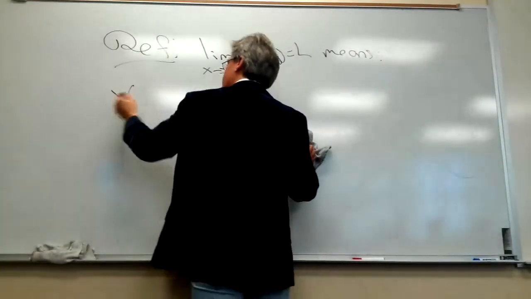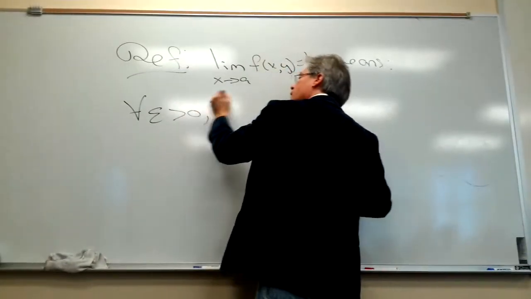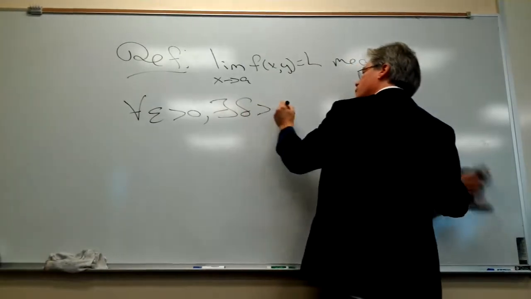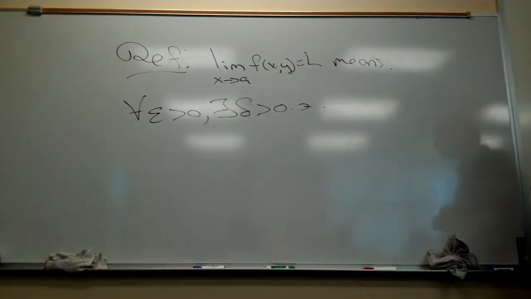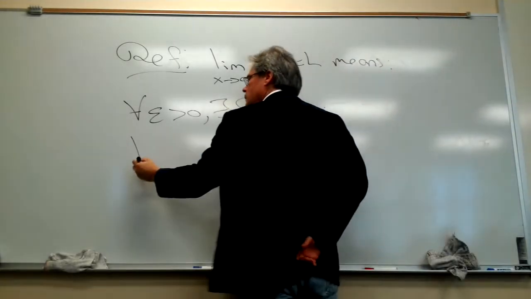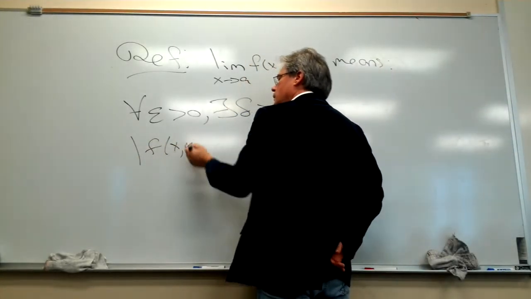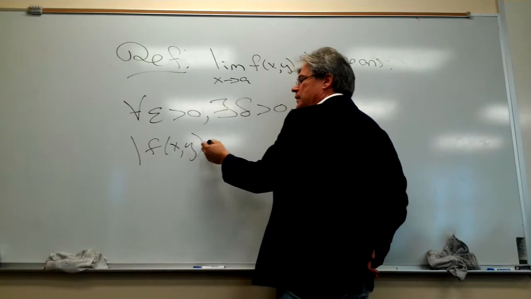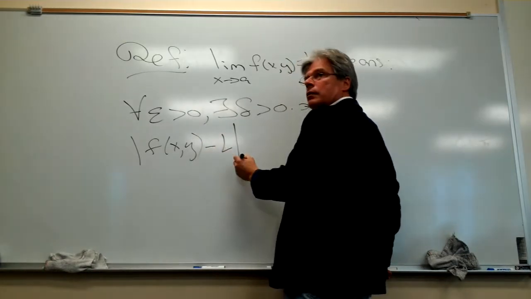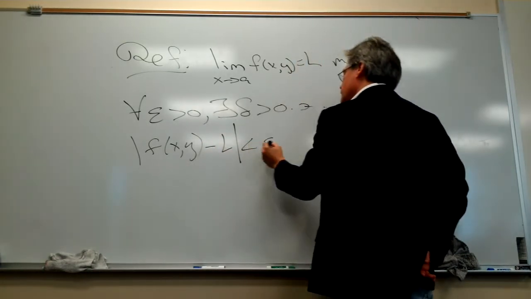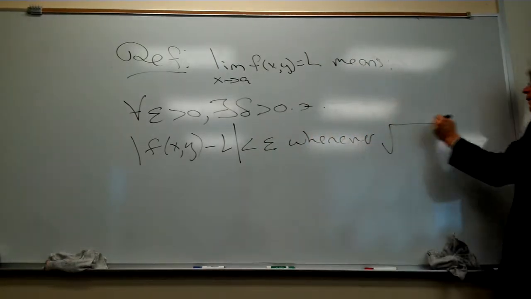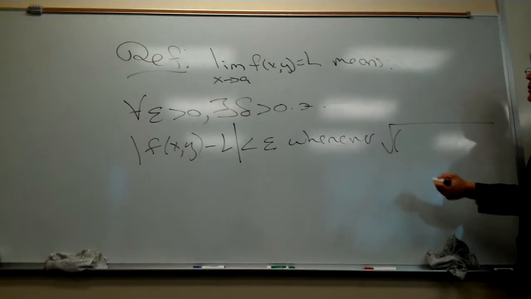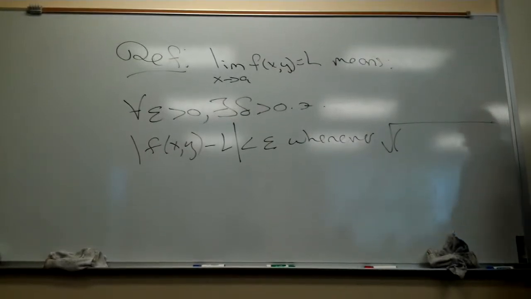For every epsilon greater than 0, there exists a corresponding delta that's greater than 0 such that f evaluated at x comma y deviates from L by no more than epsilon units whenever the distance between... everybody, you know what, I am rushing.